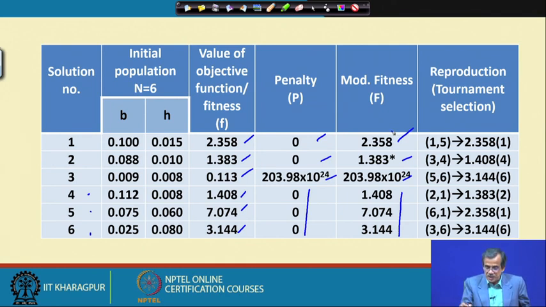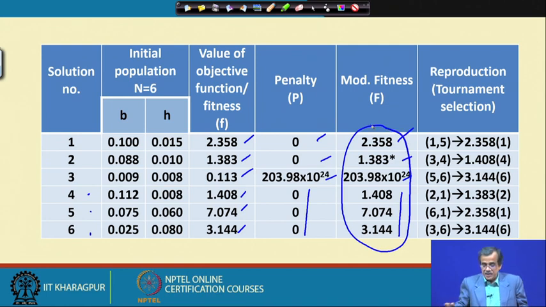So, I am just going to get the modified fitness for the whole population, and you can see that this is not a very good solution, because it has been penalized, and in the mating pool definitely there should not be any copy of this particular solution, that is the third solution. And once again we take the help of the reproduction, that is the tournament selection.